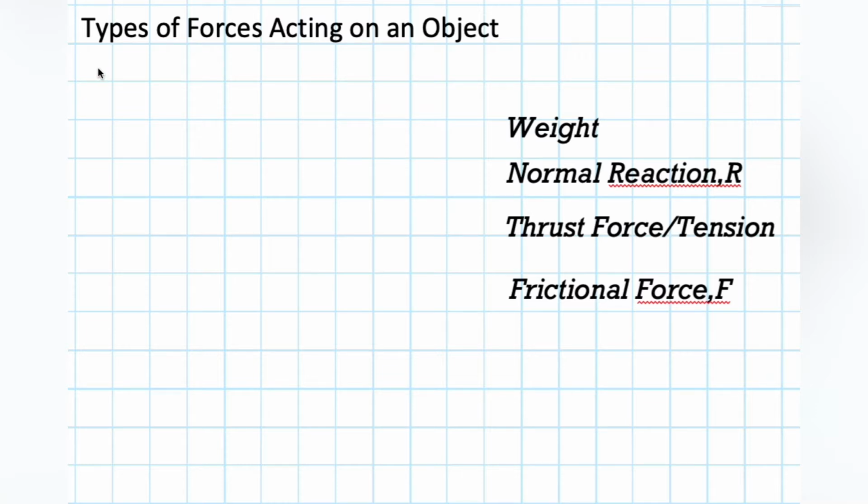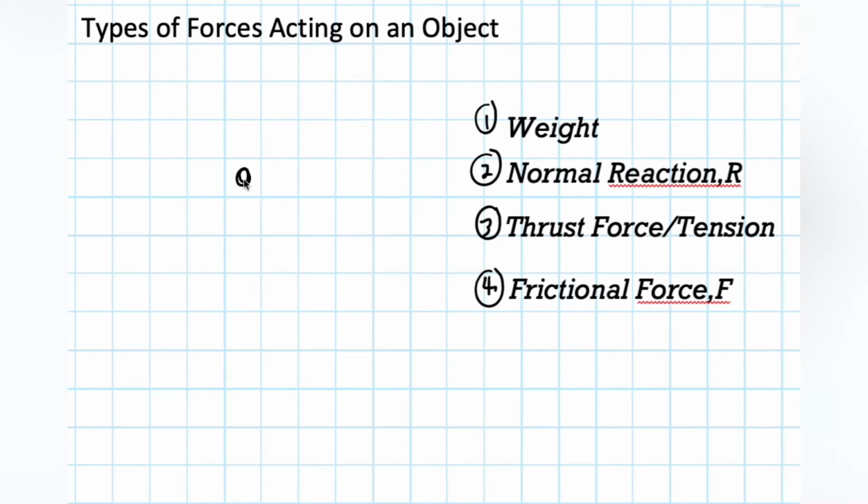Today we're going to be discussing the different types of forces acting on an object. Usually when we talk about the types of forces acting on an object, we will have four different forces that usually act on an object right here. The first force that we will be discussing will be the weight force.